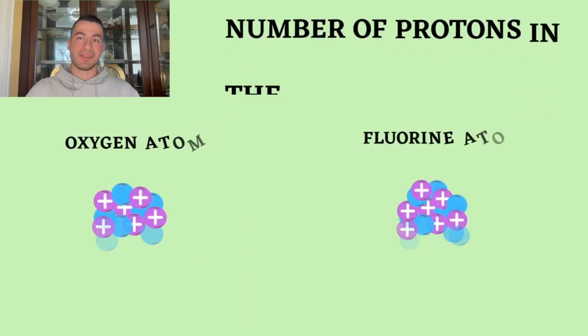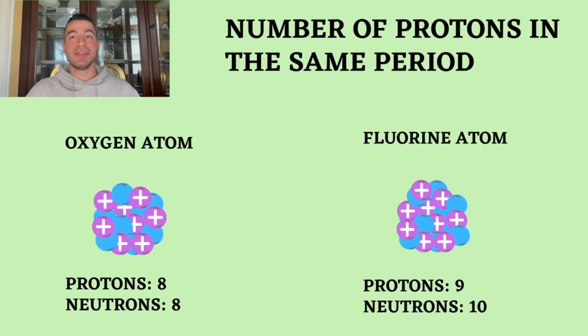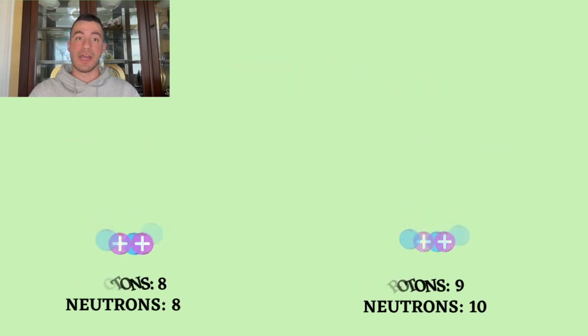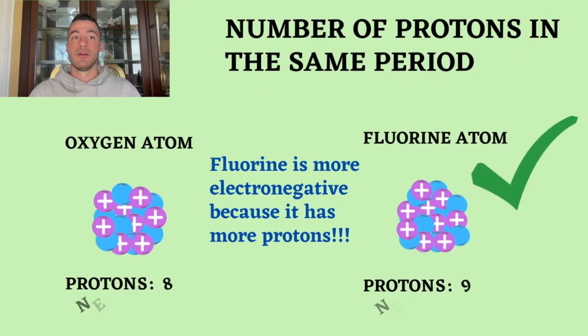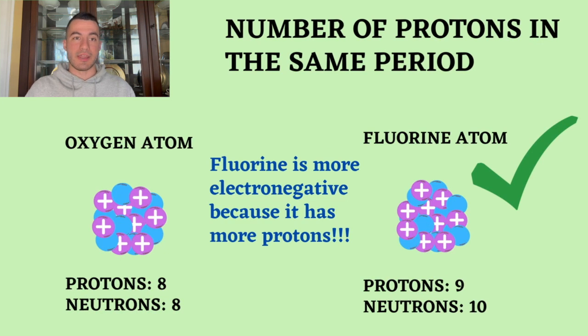So here we note in these little diagrams that oxygen has 8 protons and 8 neutrons. Fluorine has 9 protons and 10 neutrons. So those of you might think, oh yeah, because fluorine has more protons, it's going to attract more electrons to it. And as a matter of fact, that is correct. Fluorine is going to be more electronegative simply because it has more protons.